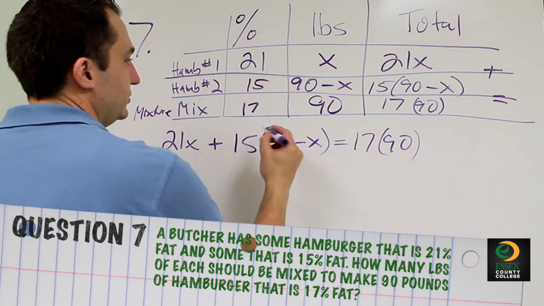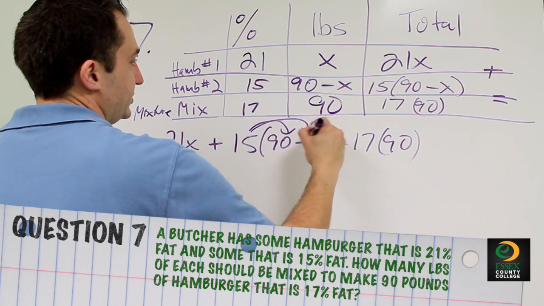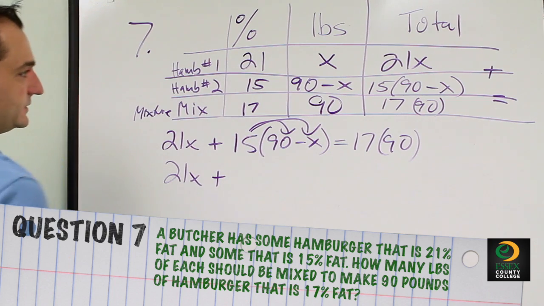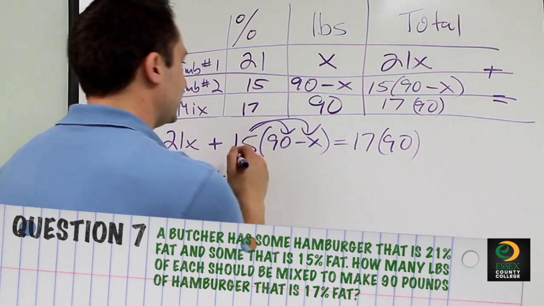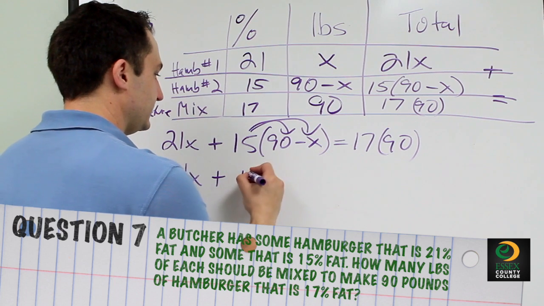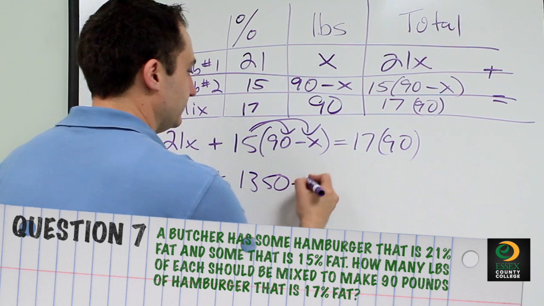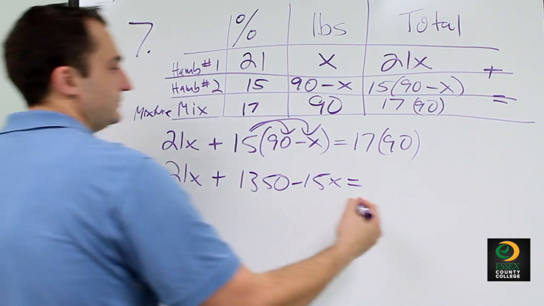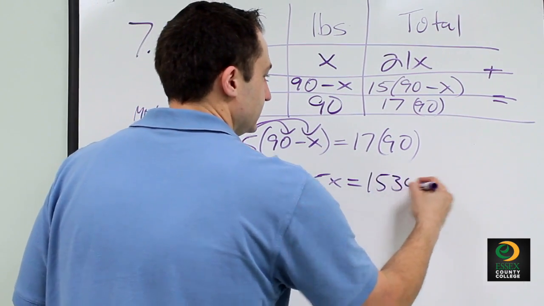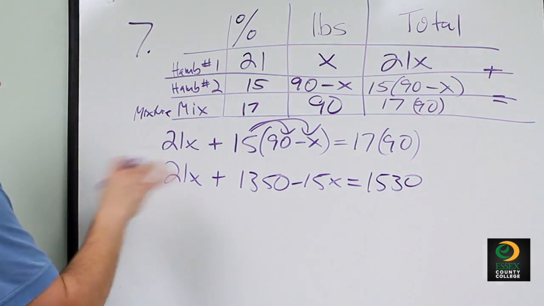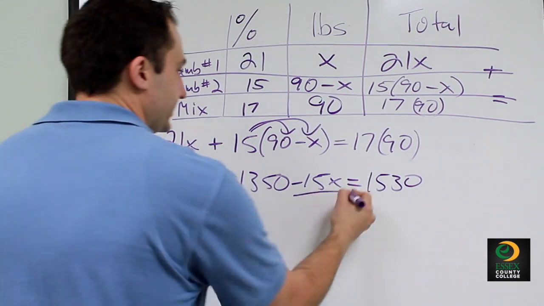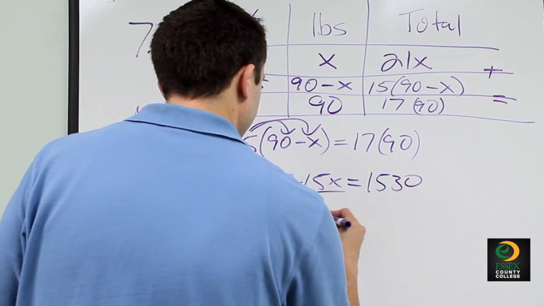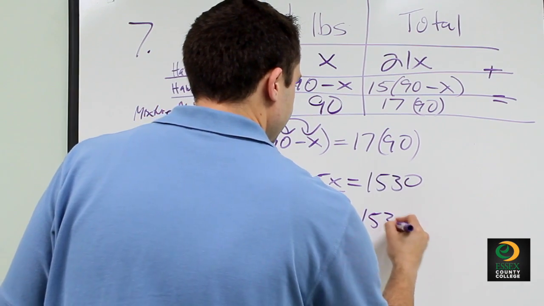So now we have to distribute the 15 to each of the terms. So it becomes 21X plus 15 times 90, that's 1350, minus 15X is equal to 17 times 90, which is 1530. Now we're combining our like terms. 21X minus 15X is 6X plus 1350 is equal to 1530.